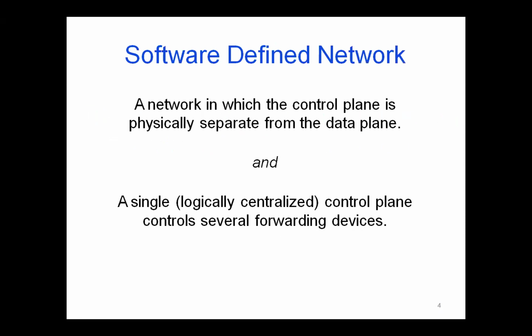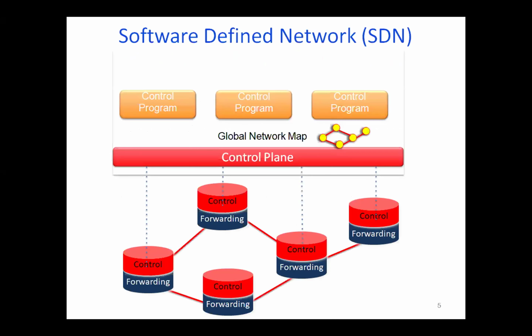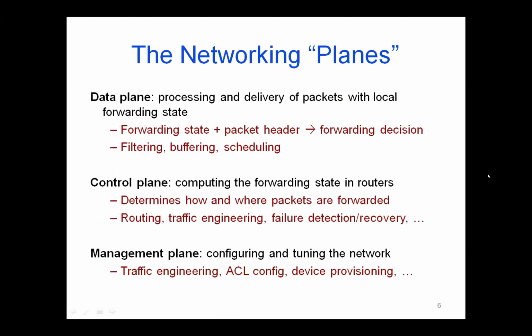So what is SDN? As already discussed, it is a network in which the control plane is physically separate from the data plane, and a single, logically centralized control plane controls several forwarding devices. So this is the SDN diagram. You can see the global network map, where control programs are there, and the control plane and the data forwarding. In the networking plane, there are three planes: data plane, control plane, and management plane.